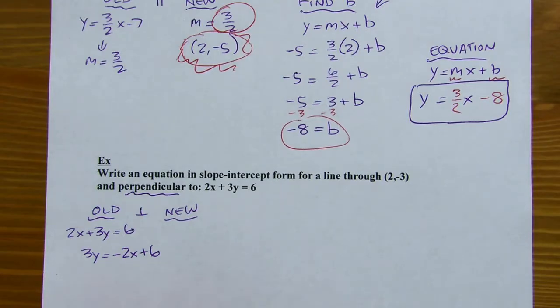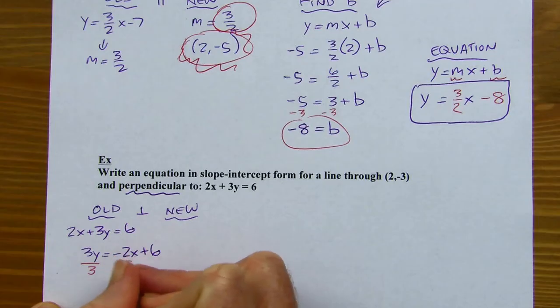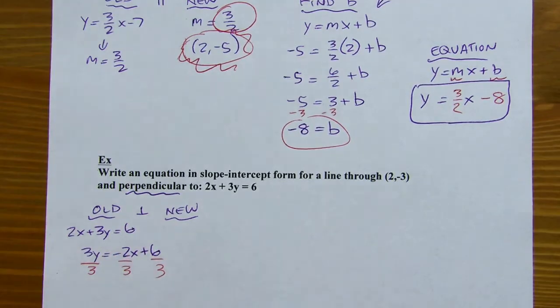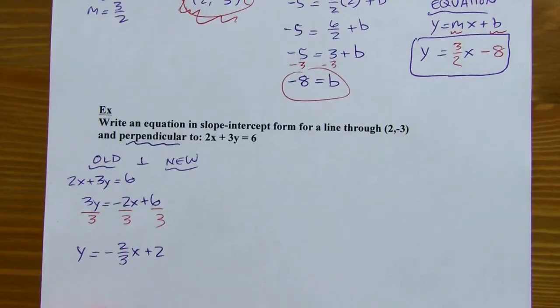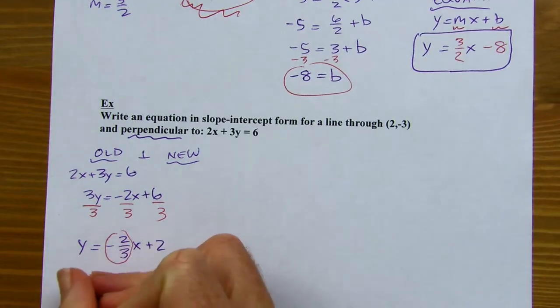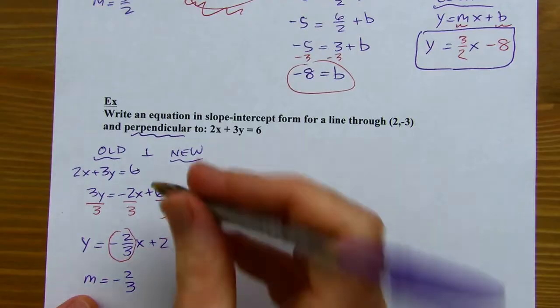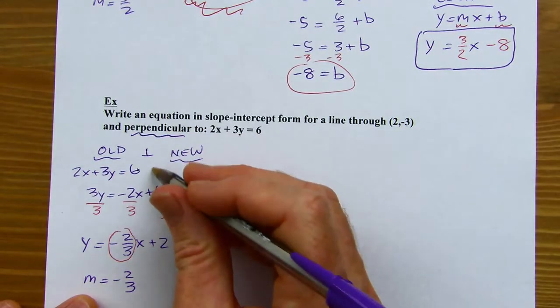But it's not 3y equals mx plus b form, it's just y equals mx plus b form, right? So I want to get rid of that 3 there. What I can do is divide the whole equation by 3. So that's going to give me y equals negative 2/3 x plus 2. 6 over 3 is 2. And the only thing I really care about here is the slope. Now I can see that the slope is negative 2/3. All right, so that was all my old line there.